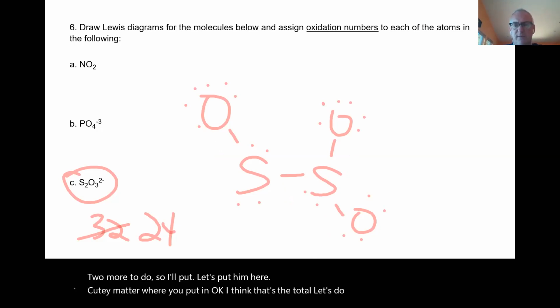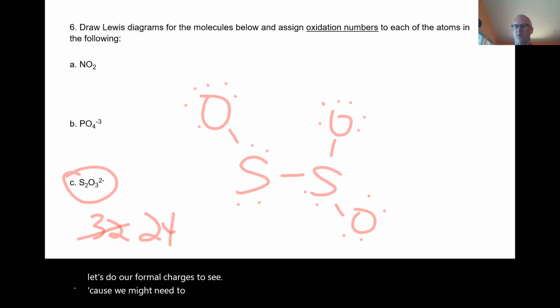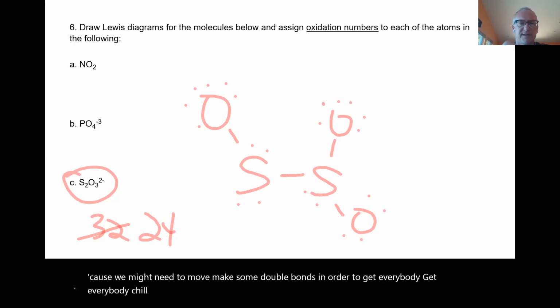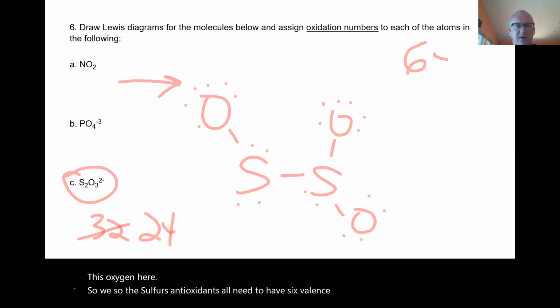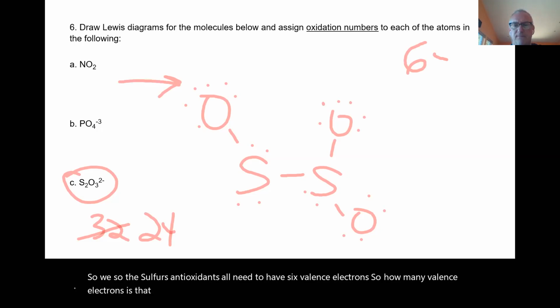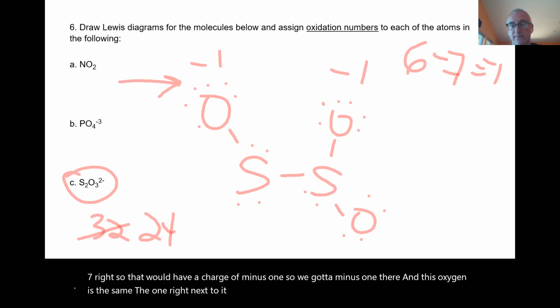Should be 32 electrons. Now, let's do our formal charges, because we might need to make some double bonds in order to get everybody chill. So this oxygen here. So we all know the sulfurs and the oxygens all need to have 6 valence electrons. So how many valence electrons does that particular oxygen have? 7, right. So that would have a charge of -1. So we got a -1 there. And this oxygen, the one right next to it, is the same. So that also has a -1.